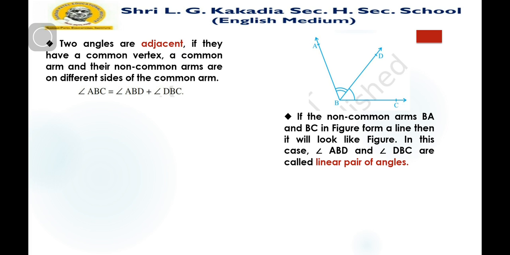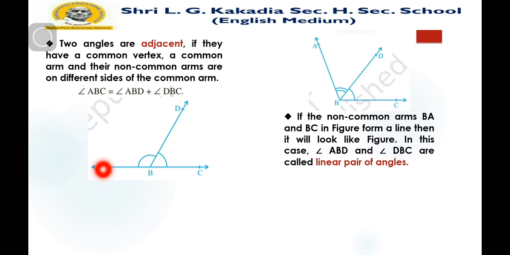If the non-common arms BA and BC in the figure form a line, then it will look like the figure in this case, such as you can see in the figure. Angle ABD and angle DBC are called a linear pair of angles. Here you can see that we have taken adjacent angles, but the non-common arms are on one line. It generates one line.